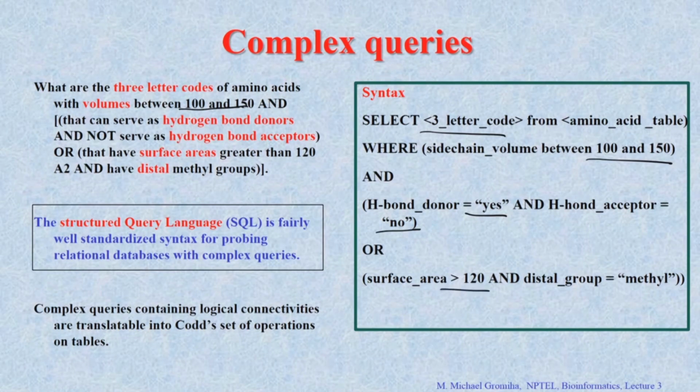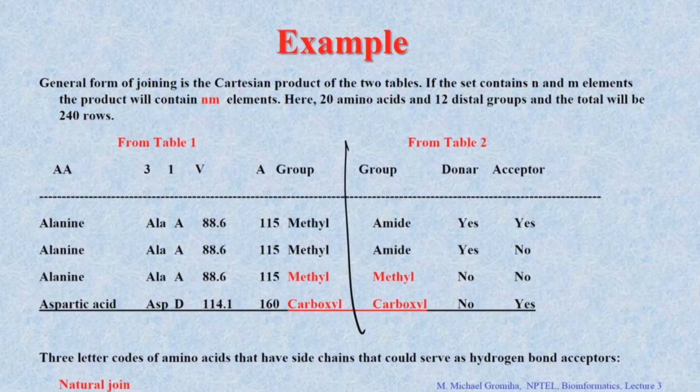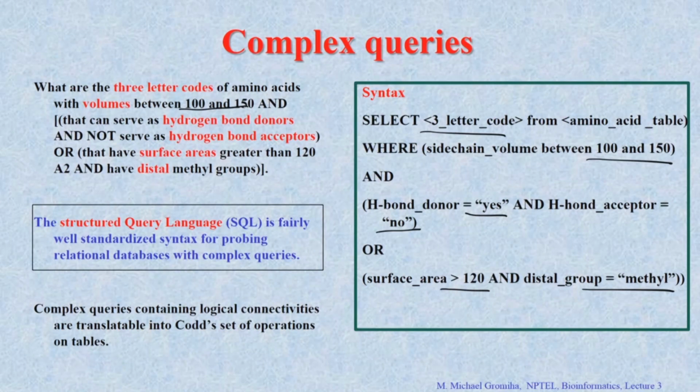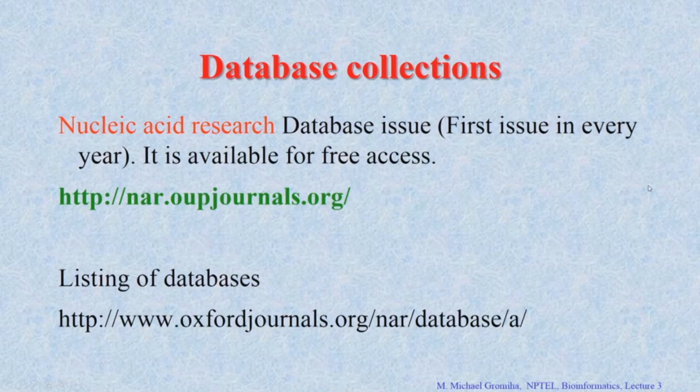Surface area more than 120, distal group methyl, right. Now it is easy, you can use the syntax to fetch the data from this table. So you can go to any complex queries, write a syntax, and you can get data from any relational database, fine. Now we will show some places where you can get the data.